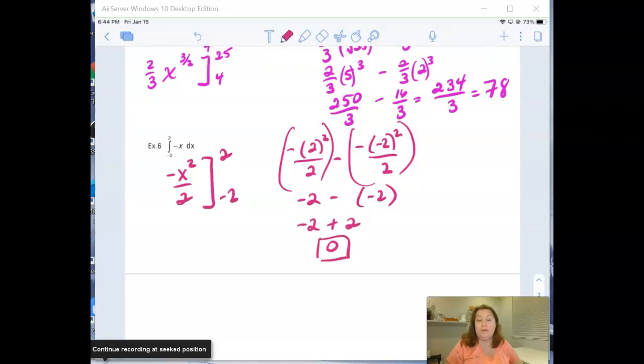All right. One last time, derivative is finding slope. Integrals is finding area. Have a good one, you guys.